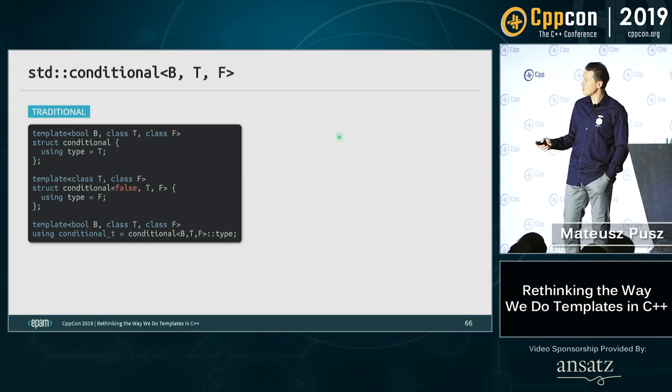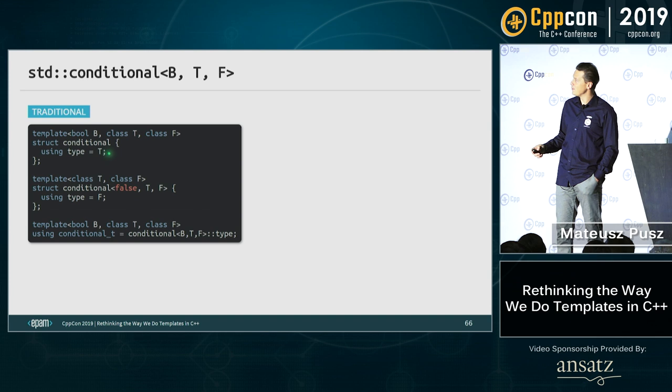This is a typical implementation, for example, of conditional. It has three template parameters. Boolean, that says which one should be selected. This is the true case, this is the false case. And the type is stored here. This is the implementation for the true part, this is the implementation for the false part, and this is helper.